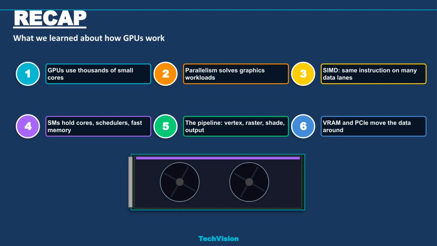To recap, GPUs use thousands of small cores, leverage parallelism, employ the SIMD concept, are structured around SMs, follow a graphics pipeline, and rely on fast VRAM and PCIe for data movement.